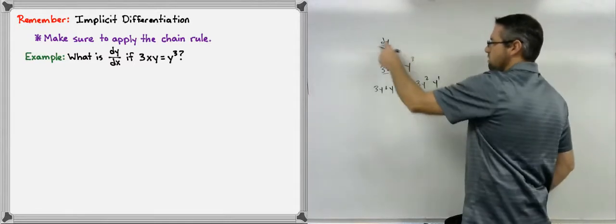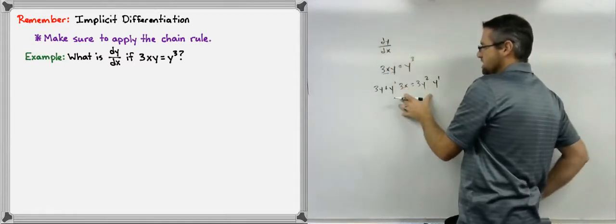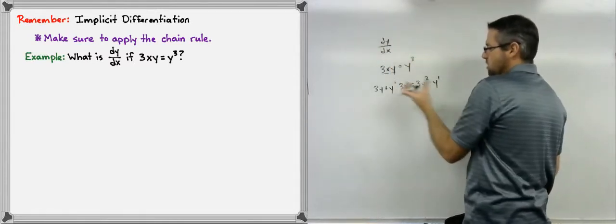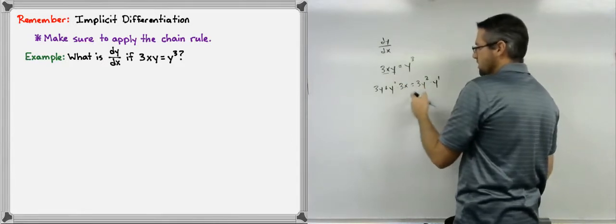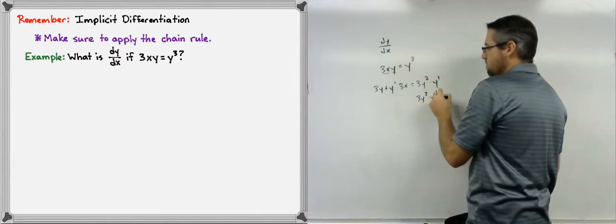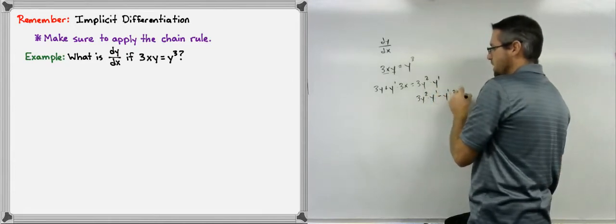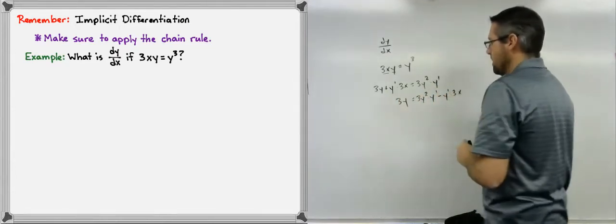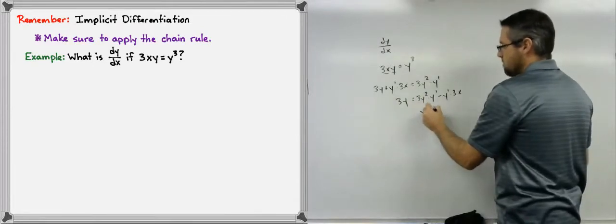And so we're trying to solve this. We have to get y prime by itself. So I'm going to go ahead and move all the y primes to the right, just because I already have one over here. I get 3y squared times y prime minus y prime times 3x equals 3y. And then we're going to factor out the y prime.